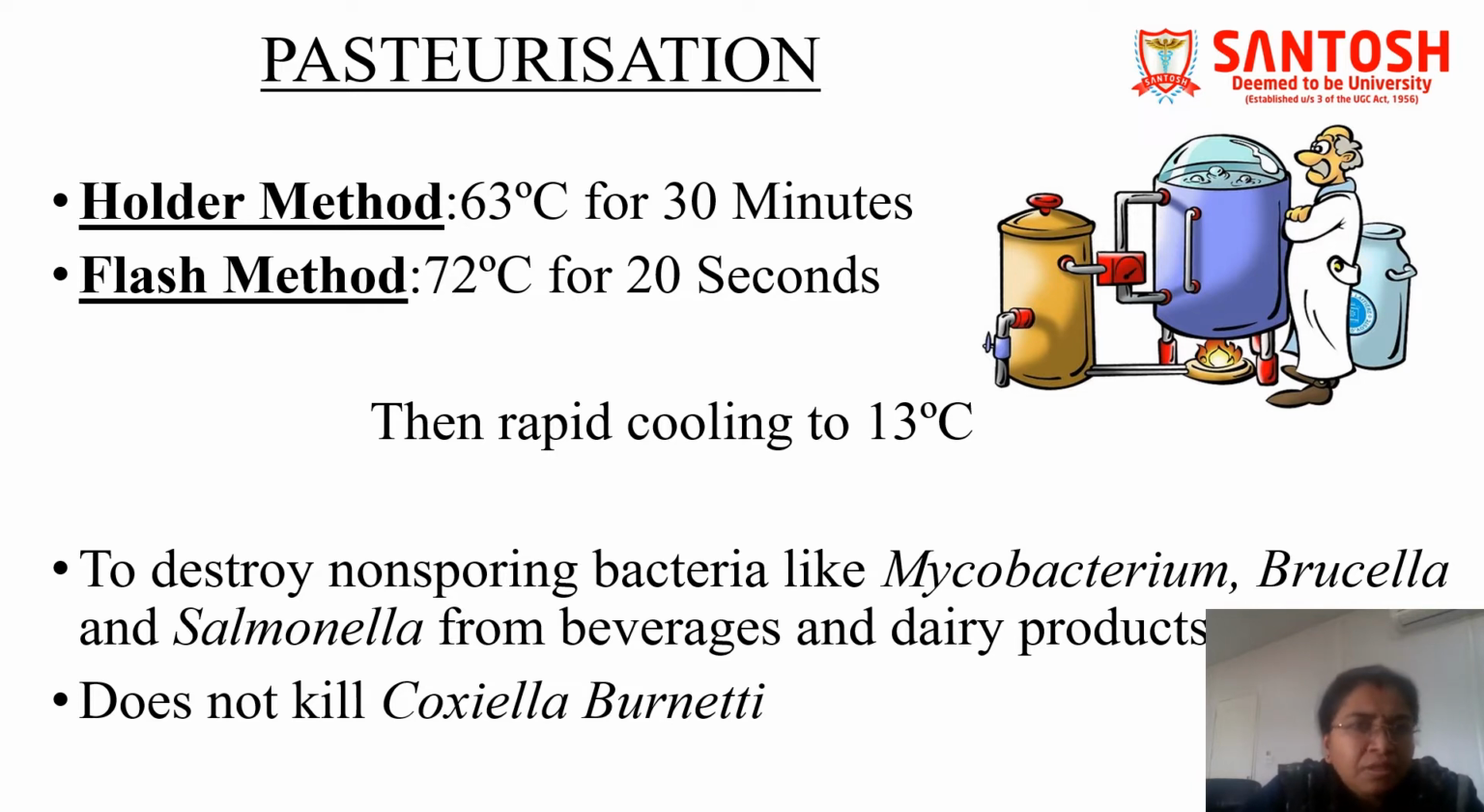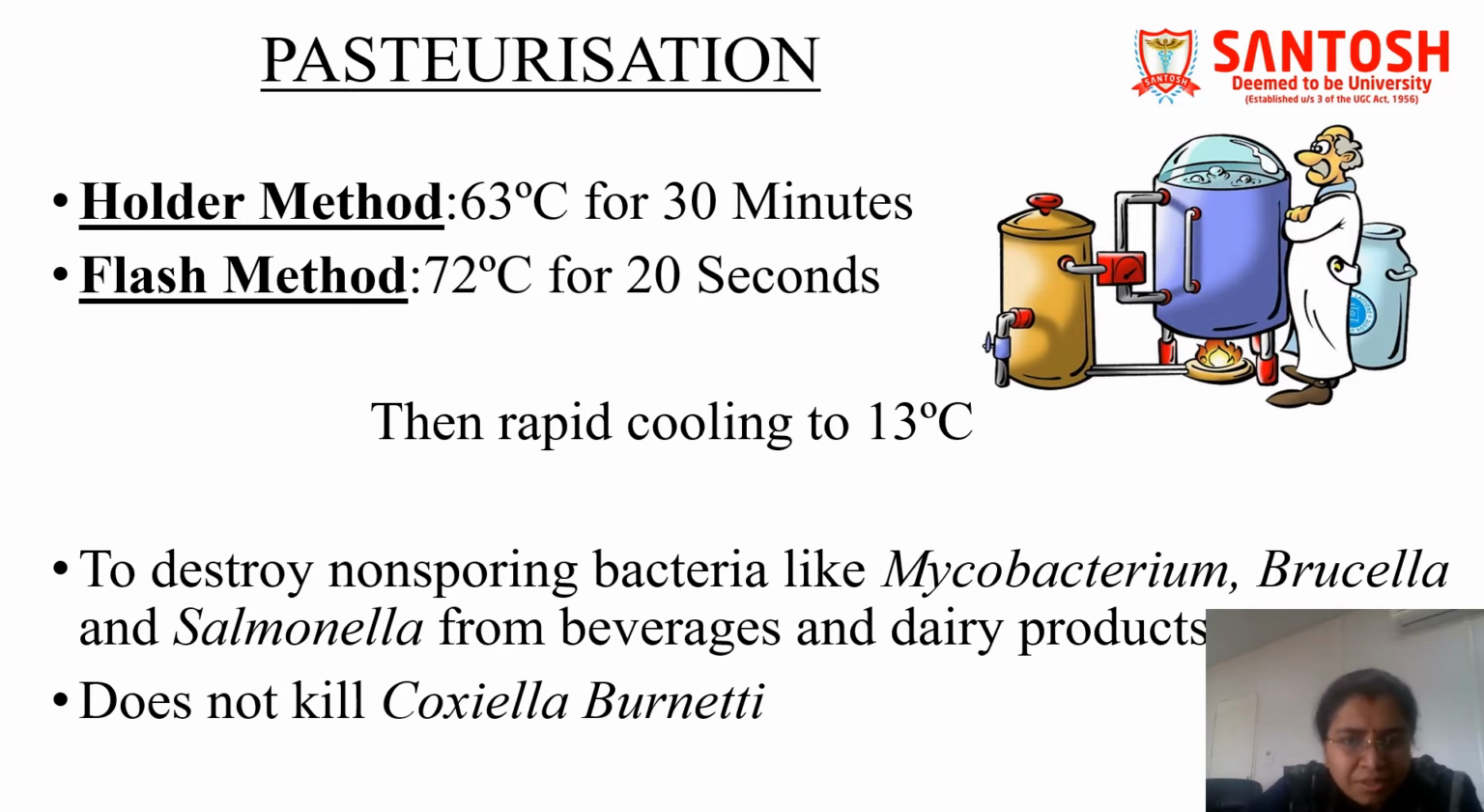In the Holder method, the temperature is 63 degrees Celsius and it is done for 30 minutes. In the flash method, the temperature is increased, so automatically the duration of exposure decreases. In the flash method, for a flash of 20 seconds, we sterilize it at 72 degrees Celsius, and in both cases rapid cooling is done. So pasteurization, as we studied in school days, was that first you heat and then there is rapid cooling.